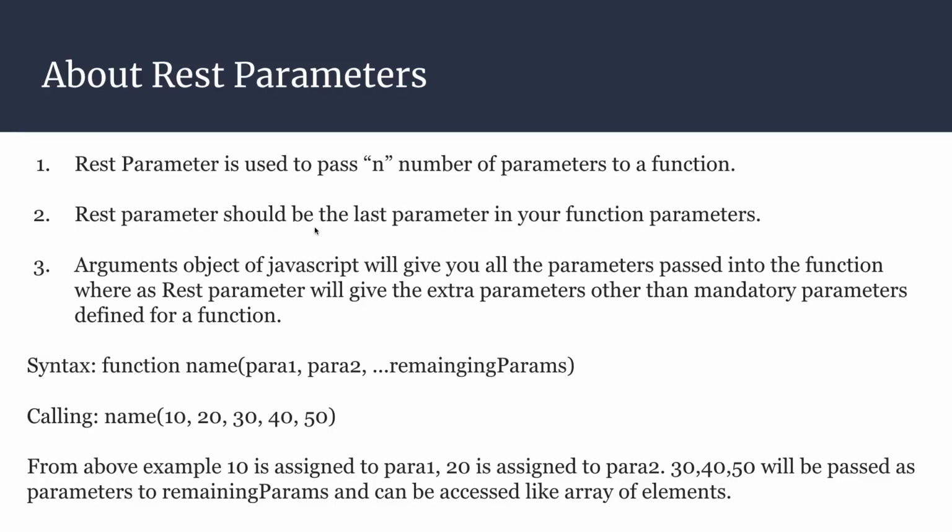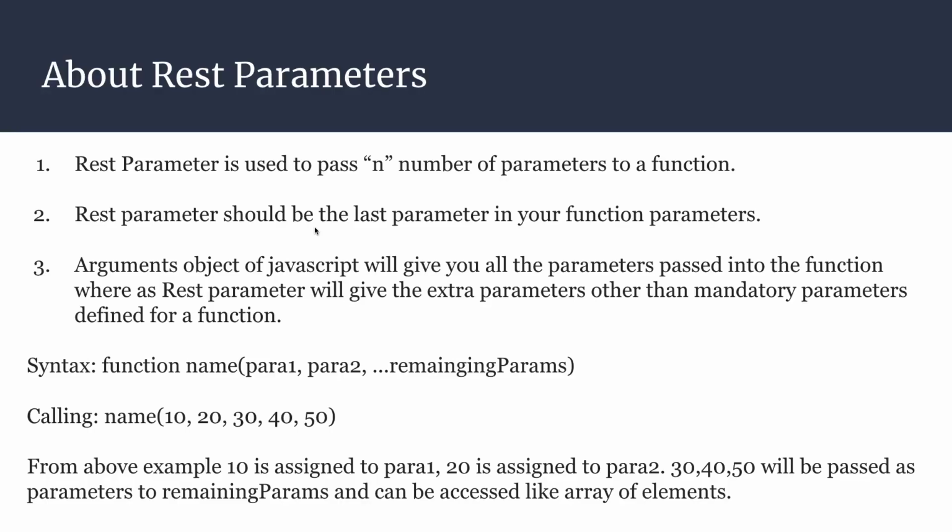Now, calling. How we will call, for example, I am calling a function with a name passing 10, 20, 30, 40, 50. In this case, para1 will be assigned 10, para2 will be assigned 20, and the values 30, 40, 50 will be assigned to your remaining parameters. If nothing is passed other than the mandatory parameters, then the remaining parameters will be empty. And one more thing to be noted, the arguments object and REST parameters are not the same. The arguments object focuses on all the parameters which are passed to a function, whereas REST parameters only focus on the extra parameters which are passed whenever we are calling a function.